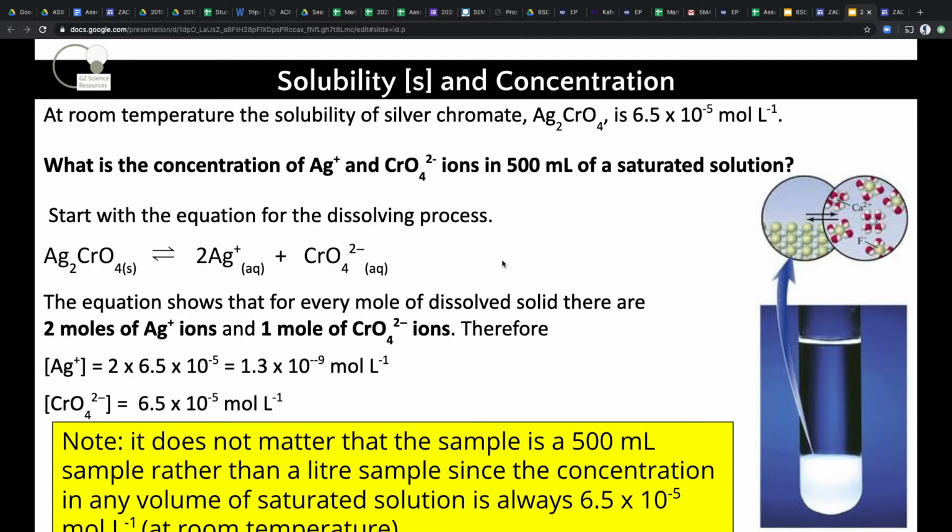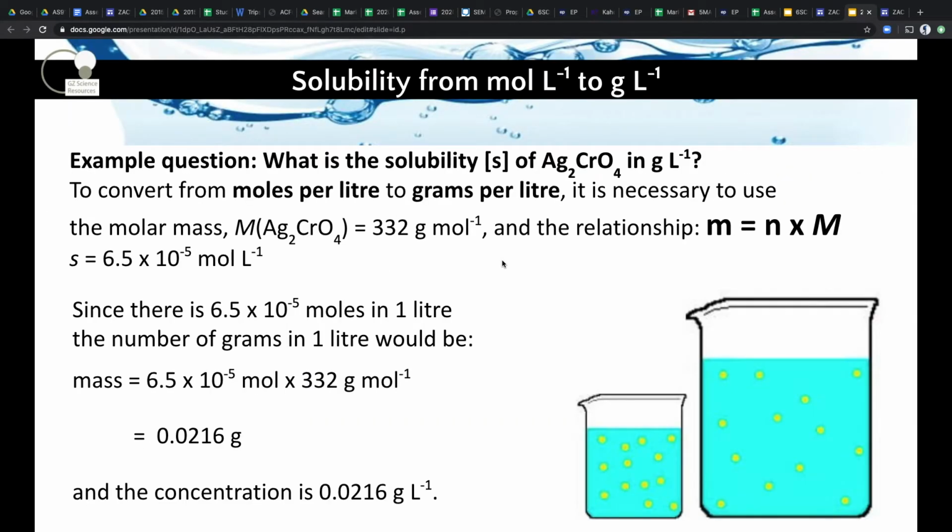But often in the real world, when you're talking to people about concentration on the street, because you probably get asked this all the time, like what's the concentration of lead in my drinking water right now? They don't want you to report units of moles per liter. What's a more common unit for concentration? Yeah, grams per liter. That's my next question. Can we convert that same solubility from moles per liter to grams per liter?